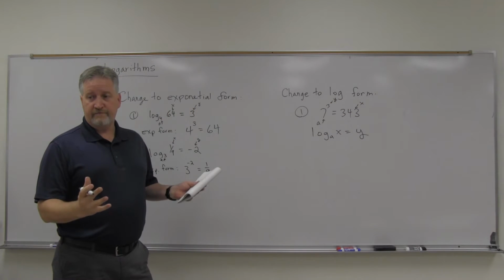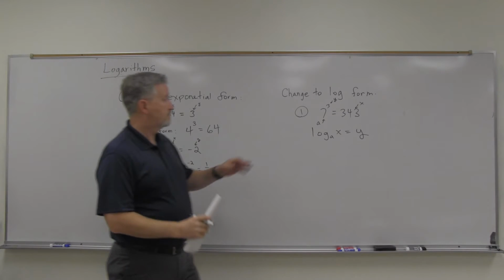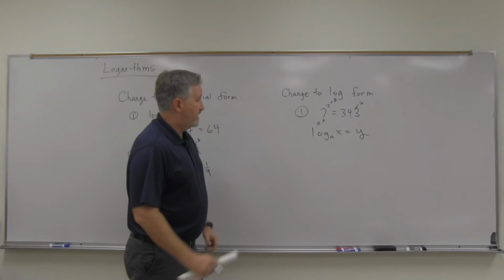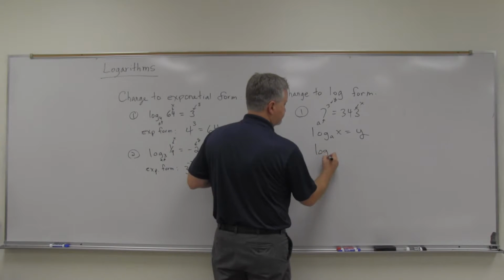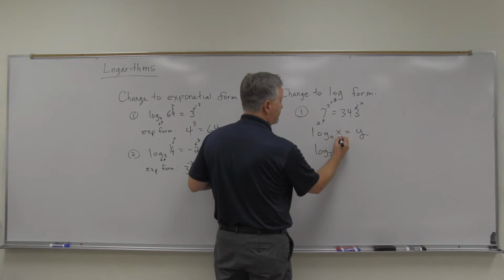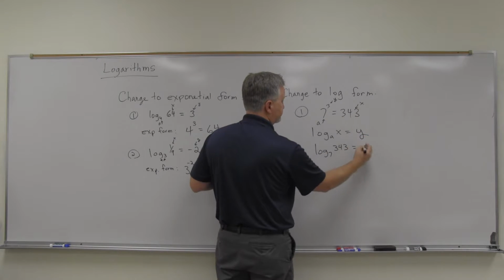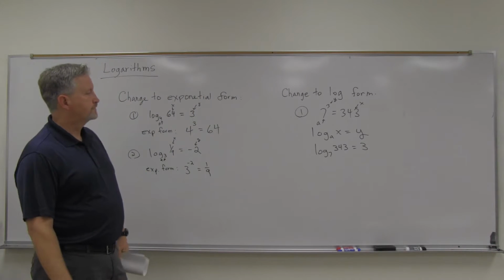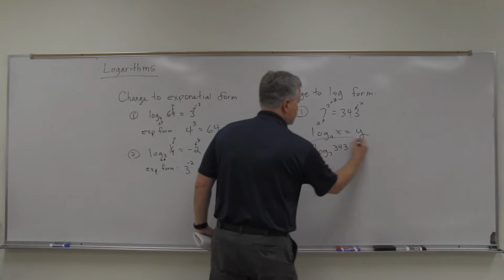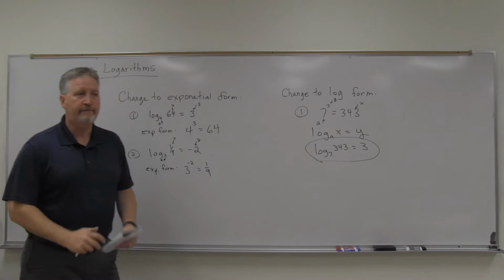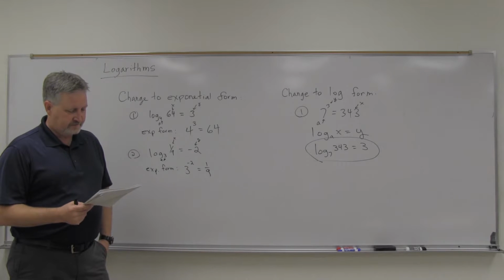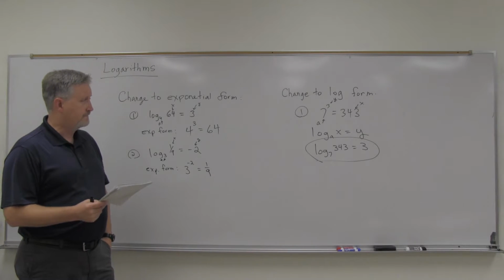In exponential form, it's a to the y equals x. And so change it to log base a of x. So it'd be log base 7 of x, so that would be of 343, and that equals y, which is 3. Okay? So it goes pretty much the same way there.